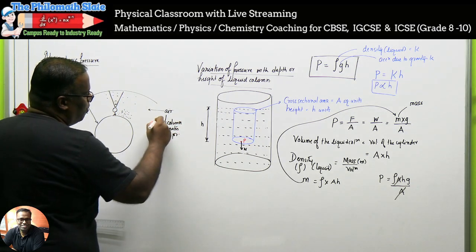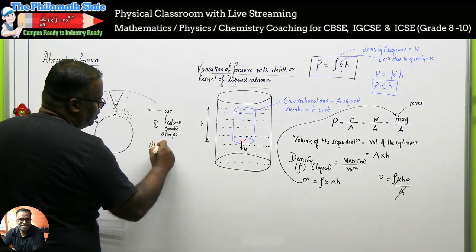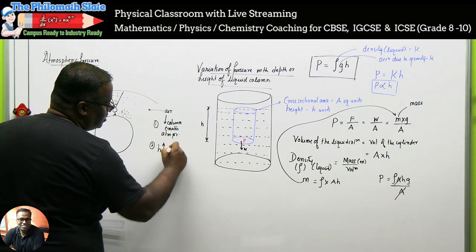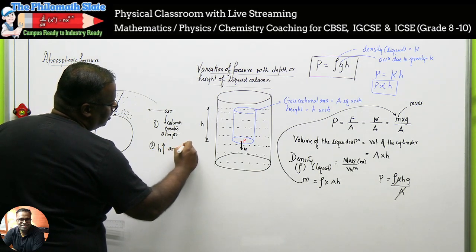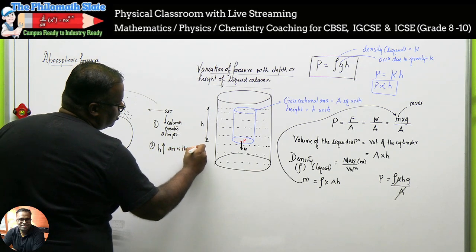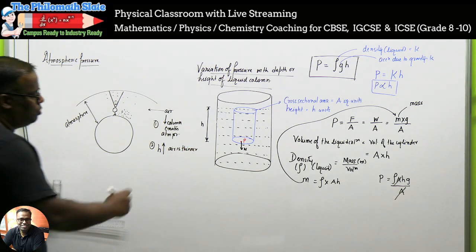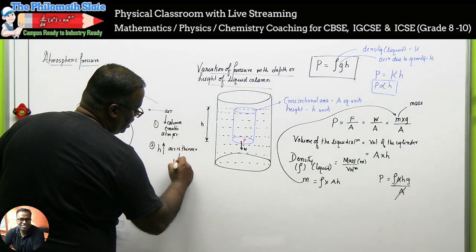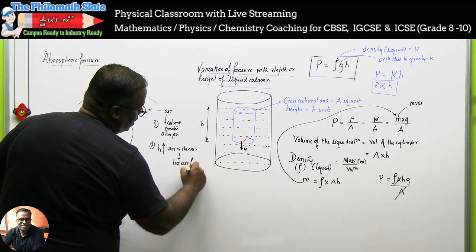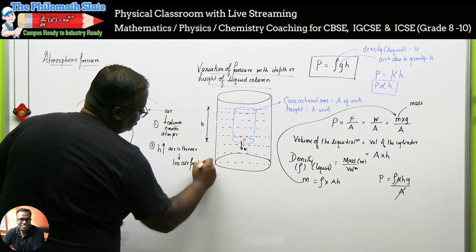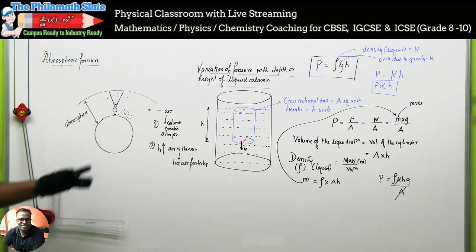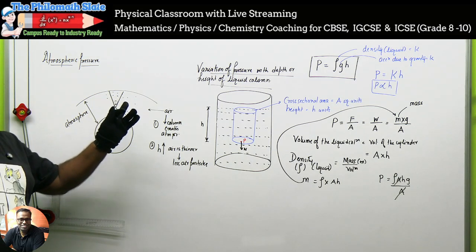Okay, this is number one. And number two, as the height increases, the air is thinner. So if the air is thinner, it means what? It means less air particles. Clear or not? As you're going higher, the air is thinner, less air particles.